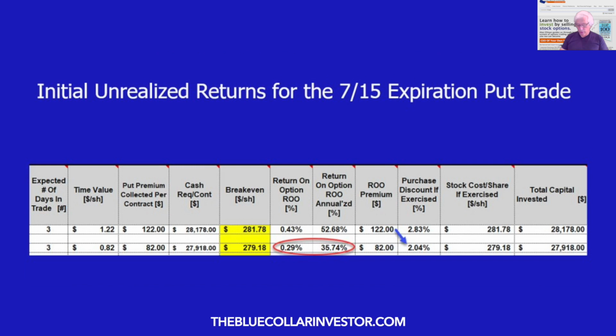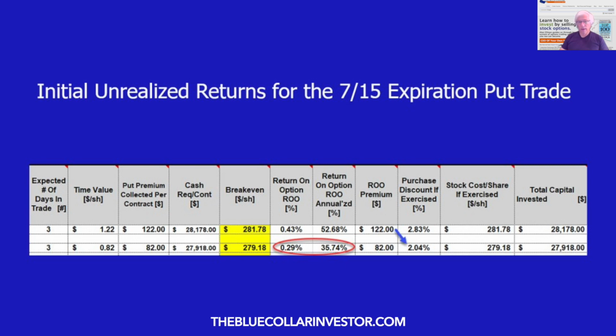Now, if we move on to the initial unrealized return of that second trade, where you see the circled area and the arrow, you can see that based on that net option credit, we have a 3-day return, Wednesday, Thursday, Friday, of 0.29%, which annualizes out to 35.74%.